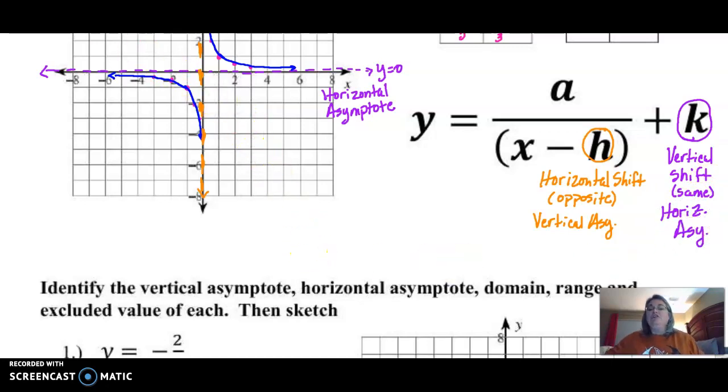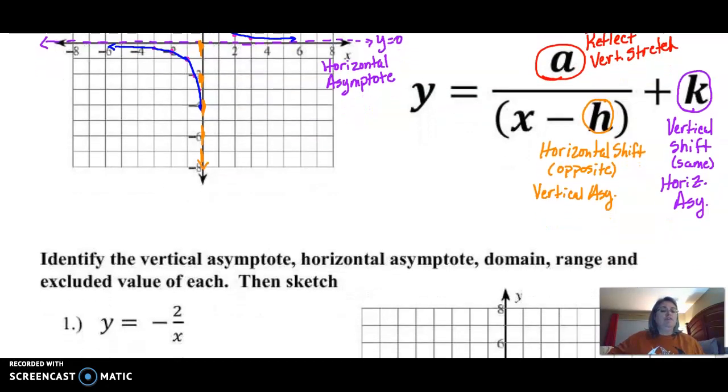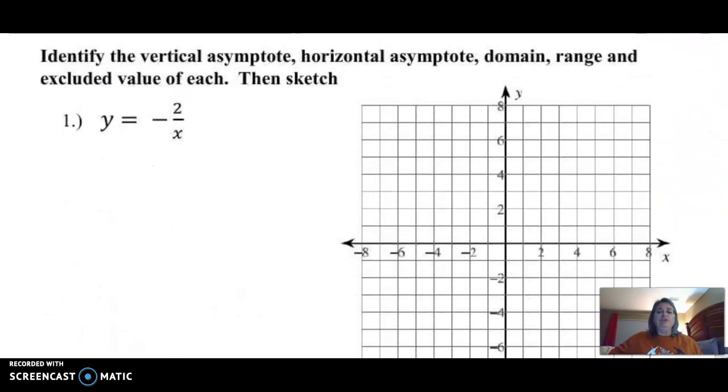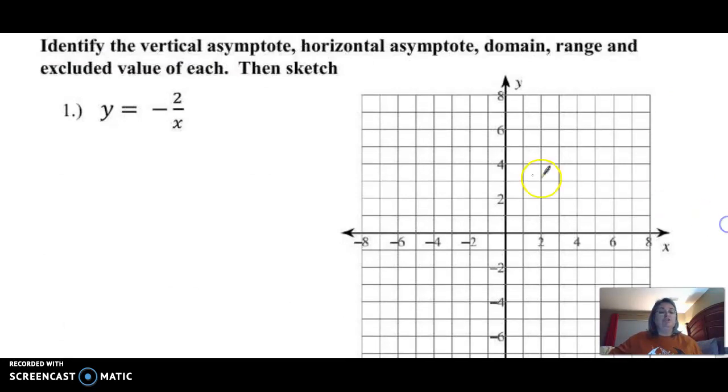Okay? And then your number on the top will tell you your reflecting or your vertical stretching, just like everything else did. Now, I will do an example with you to show you what a vertical stretch will look like, and I will use those color codings so that you can see those asymptotes as well.